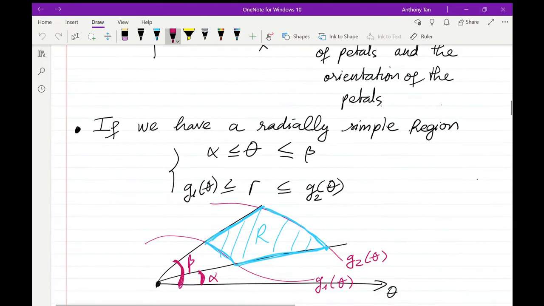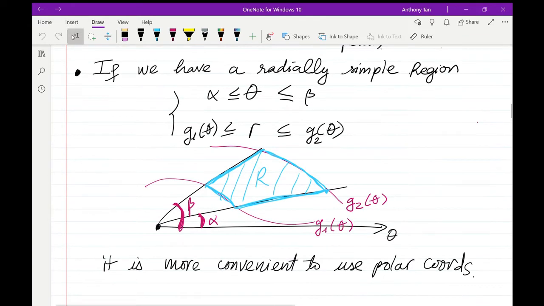So the idea is that if you have a radially simple region, and what do we mean by radially simple? It means that your angle is bounded between two constants, and the radius r is bounded by two functions dependent on the angle. So if your region can be discretized by putting the polar grid on it, then it's convenient to use polar coordinate. And I will show you a few examples to describe when it is convenient that you should use polar coordinate.